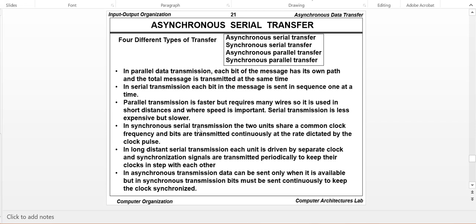So mostly asynchronous transmission is used, and that too asynchronous serial transfer, because we saw that serial transmission is less expensive, even though it is slower. So asynchronous serial transfer is mostly preferred.